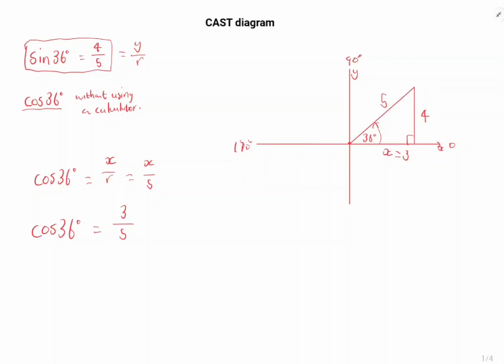Cos 36 won't really be this, but this is just a made up question just so that I can explain how you want to use the CAST diagram where you're going to be getting these sort of questions. So just a disclaimer, sine 36 is not 4 over 5, and cos 36 is not 3 over 5, just in case you want to verify with your calculator. You're going to get something different, right?